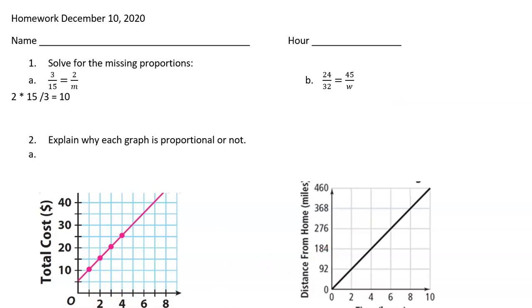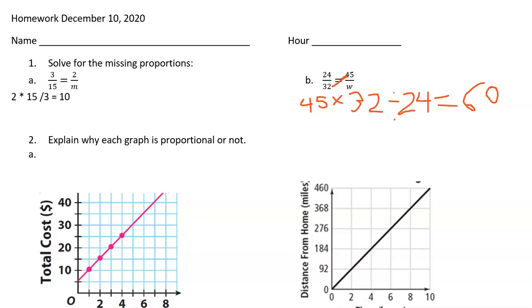We have the exact same thing going on over on this side. So right here, we're going to times these two numbers, 45 and 32. So I do 45 times 32, because they're diagonal from each other. And then I divide by the other number, which is 24. Typing it in my calculator really fast, 45 times 32 divided by 24 is 60. And that is the basics of proportions.